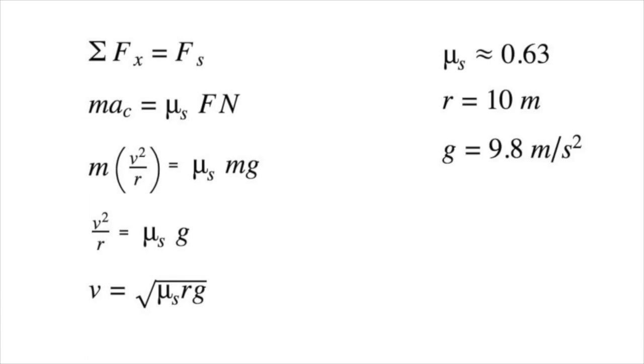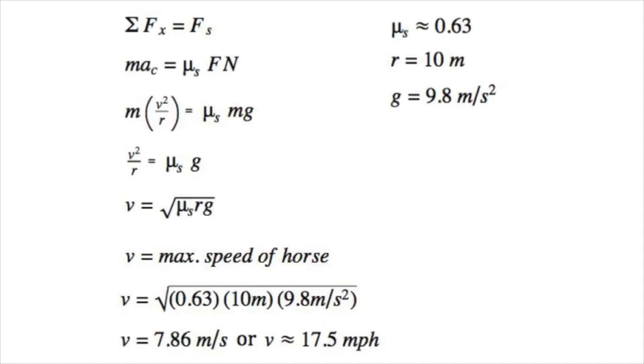We will use a radius of 10 meters, a gravitational constant of 9.8 meters per second squared, and approximate the coefficient of static friction to be 0.63. We will plug these values into the simplified equation and arrive at a final answer of 7.86 meters per second, which is approximately 17.5 miles per hour as the maximum speed of the horse.